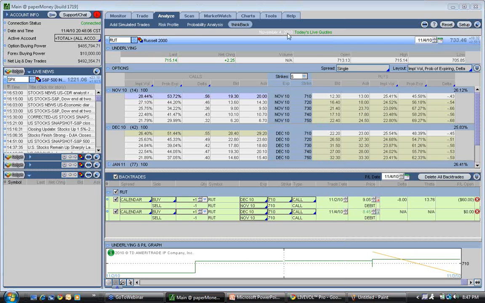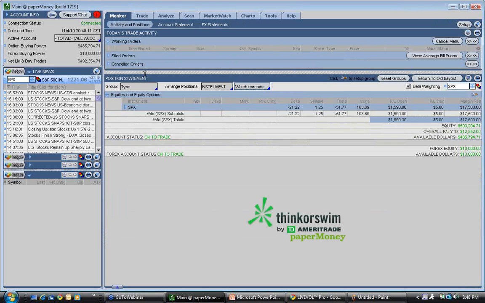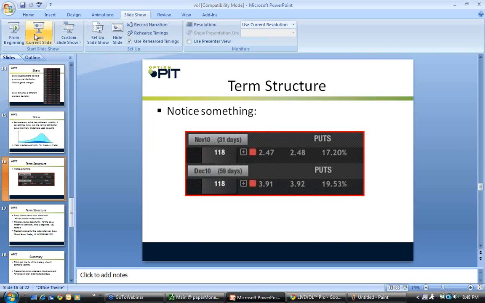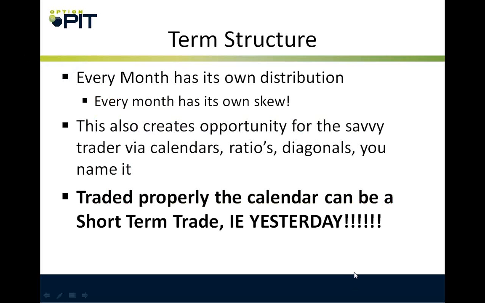That's what they did. They sold the front month and bought the back. And that was what we call term structure. The trader understood that the front month was a little overpriced and actually took advantage. The fact is every month has its own distribution. Every month has its own skew. Every month has its own distribution. I know it's really crazy, but it's the truth. It's the way it is.